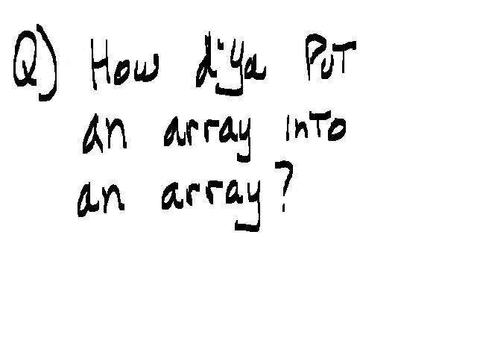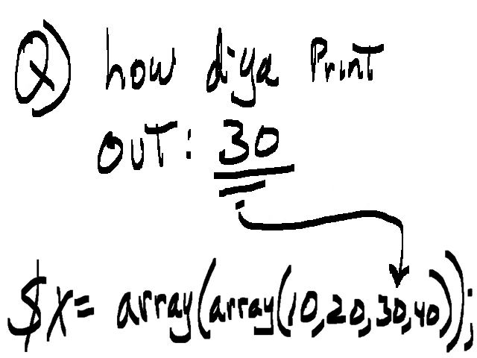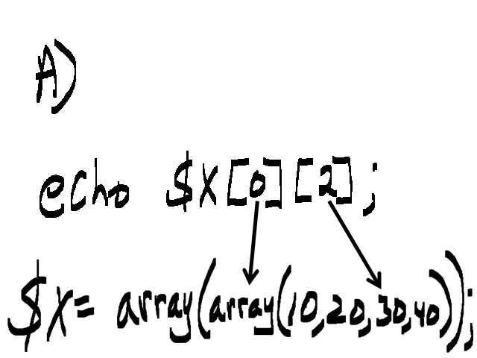Question: how do you put an array into an array? $x equals array, parens array, then parens 10, 20, 30, 40, closing matching parens, and then semi. How do you print out 30 within that array? Answer: echo $x 0 squares 2 in squares semi.